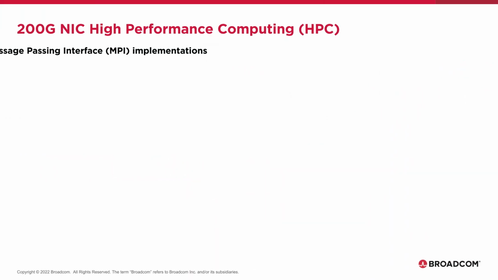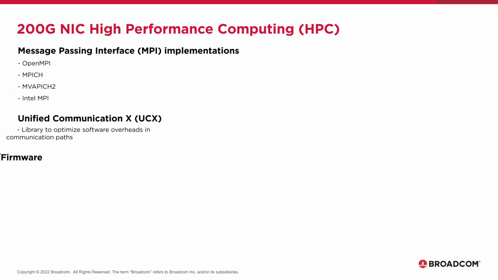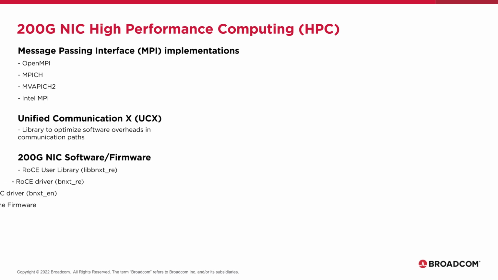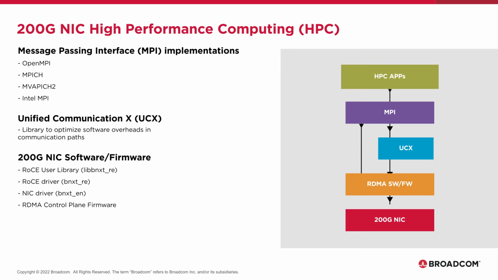High performance computing, HPC, uses RDMA extensively, where data is exchanged via RDMA across multiple hosts and multiple cores in a cluster. Many HPC applications make use of the message passing interface, MPI, which is a specification for parallel computing architectures, allowing data exchange between various nodes in a cluster. There are many implementations of MPI such as OpenMPI, MPICH, MVAPICH2 and Intel MPI, etc.